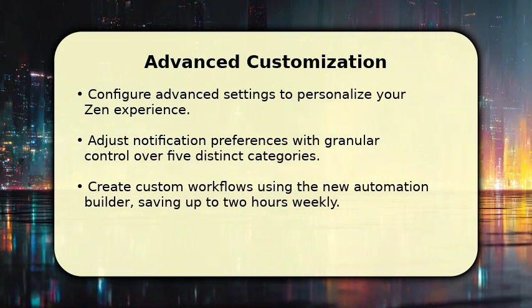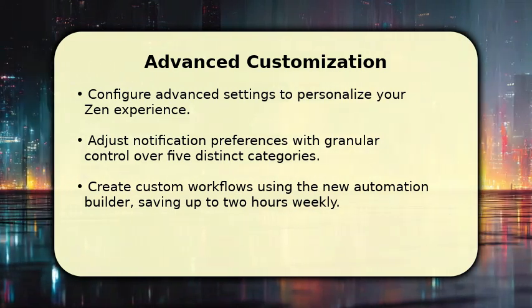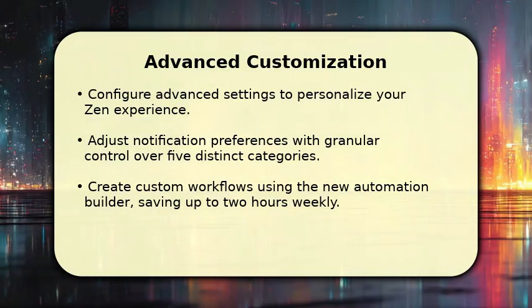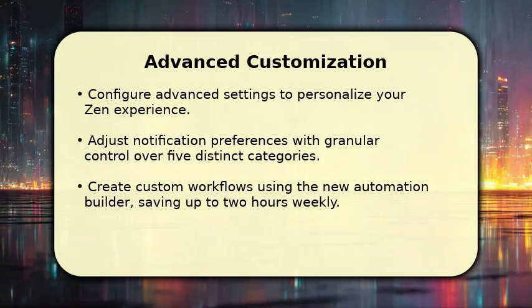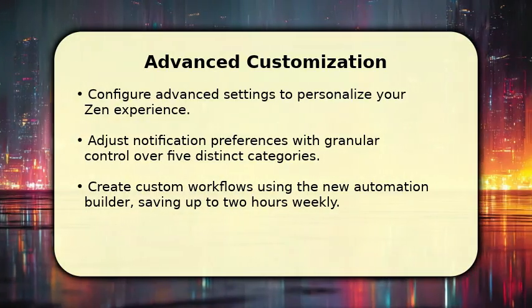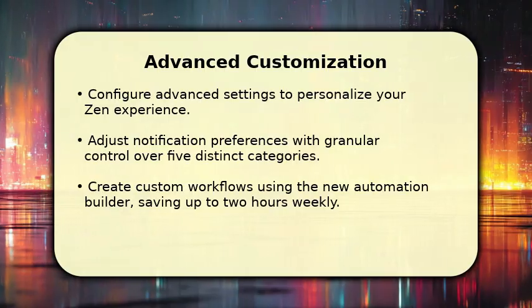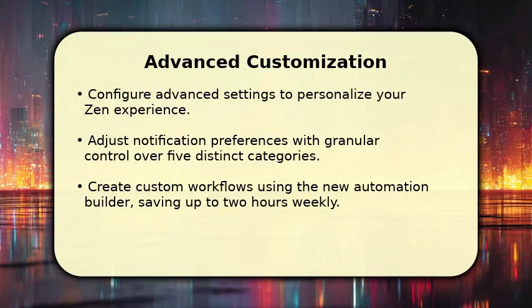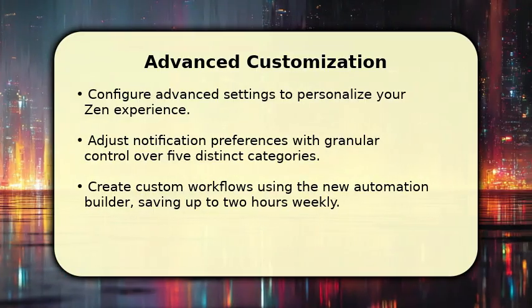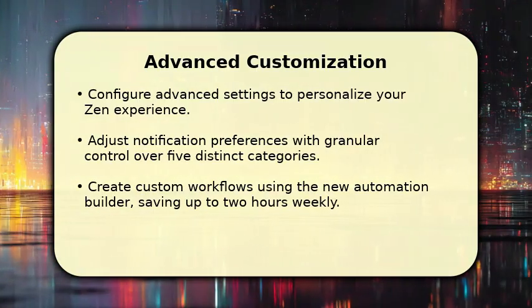Now, let's explore the advanced settings and customization options available. You can configure various settings to personalize your Zen experience, making it truly yours. Adjust your notification preferences with granular control across 5 distinct categories, ensuring you only receive relevant alerts. Moreover, the new automation builder empowers you to create custom workflows, potentially saving you up to 2 hours every single week by automating repetitive tasks.